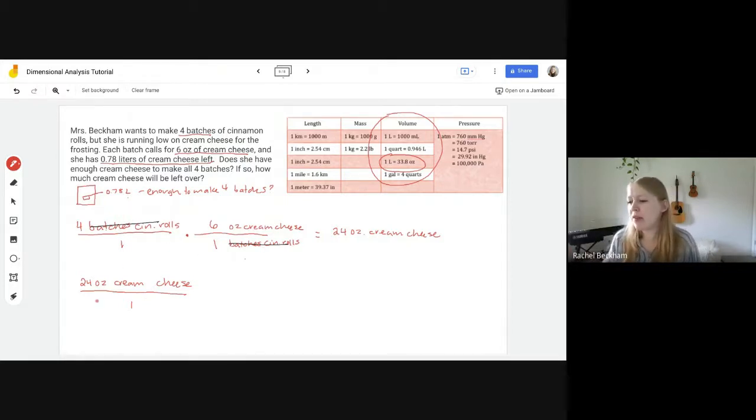So we're going to start with this now. Now we've got ounces of cream cheese. We're going to multiply again. And now I'm going to do a different color. What I put on top is what I want to get to. I want to get to liters of cream cheese. That's what I want to get to.